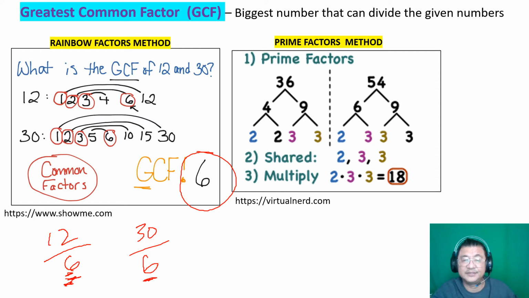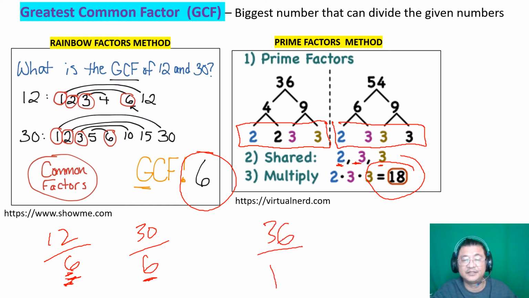Now, another way is the prime factorization. Okay, get the factors in prime. These are the final factors. Okay, copy what is common. The common is the blue, the 2, the purple 3, and the brown one 3 again. Multiply all of them, then you get 18. Okay, what's the meaning of that? 36 could be divided by 18, and 54 could be divided by 18. And that's the biggest number that could divide the given numbers.